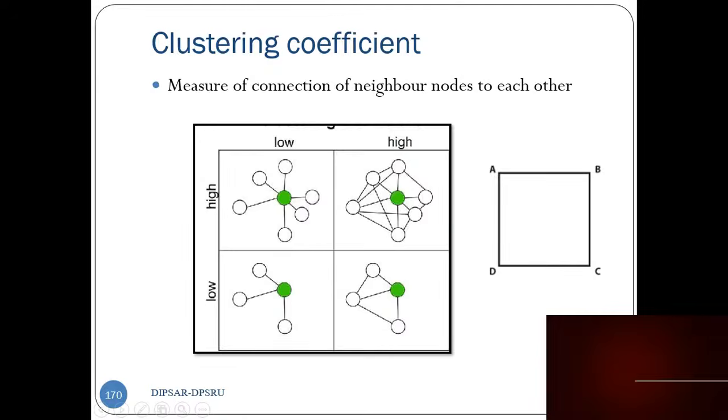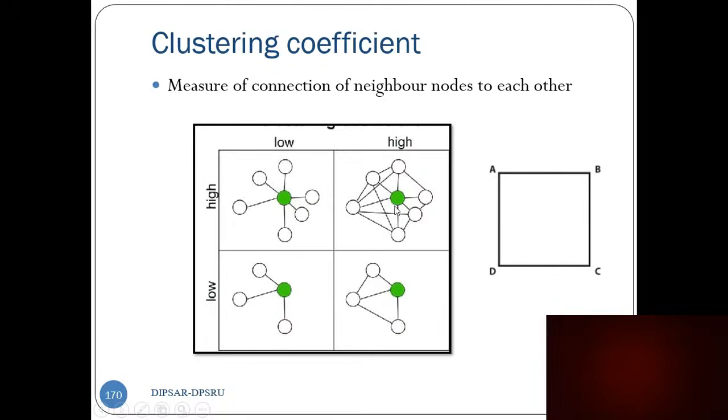Similarly, what will be the clustering coefficient of B node? Now you can answer. What is the clustering coefficient of B node? 0, right? Clustering coefficient of C is 0, because B node's neighbors are A and C, C node's neighbors are B and D, D node's neighbors are A and C, and they are not connected with each other. That's why their clustering coefficient is 0. Now in these pictures, you can see which network will have a high clustering coefficient. This one or this one?